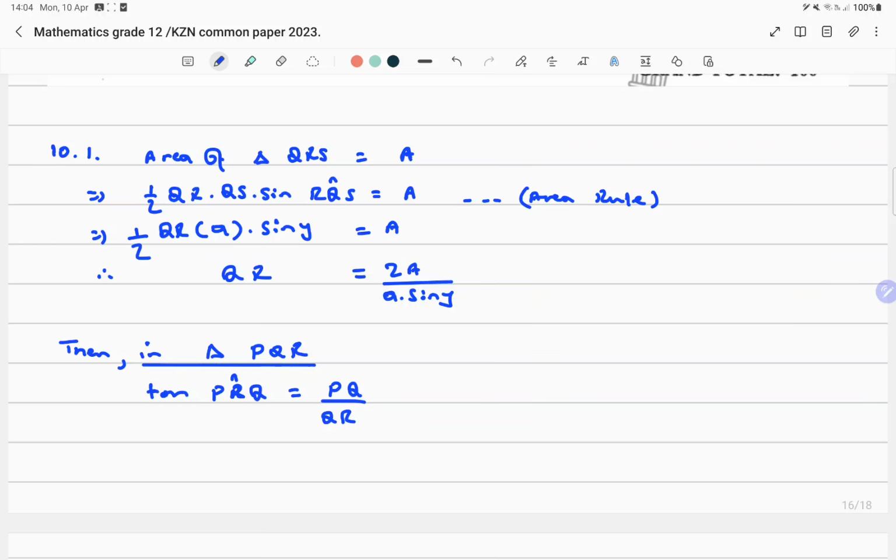Okay, so what do we know? This implies that tan of x is going to be equal to PQ, that's the guy we're looking for, over QR, that guy that we want, so let's just leave it as QR. Then of course this is over 1, we cross multiply.